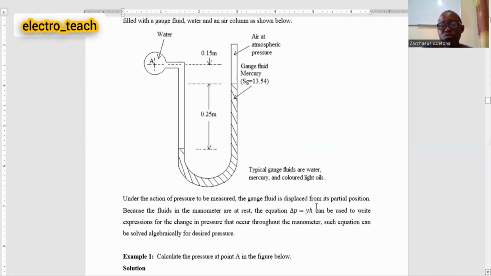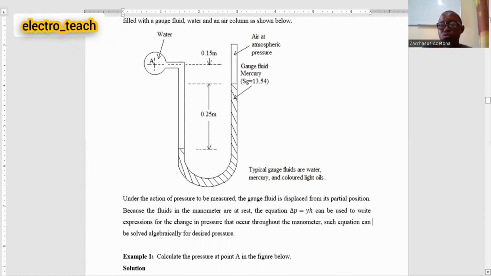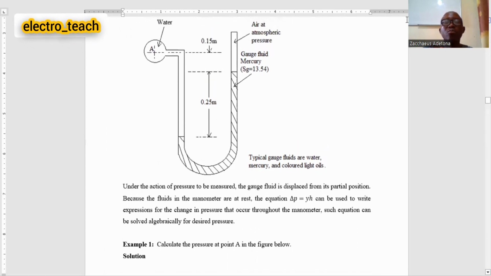The formula is going to be used to do the calculation of the pressure measurement throughout the manometer, and it will be summed algebraically to give the unknown. For example, looking at this gauge fluid inside the manometer, the gauge fluid is mercury. We have water here, and then air above the mercury column at atmospheric pressure. Now, we want to compute the pressure of water at point A.